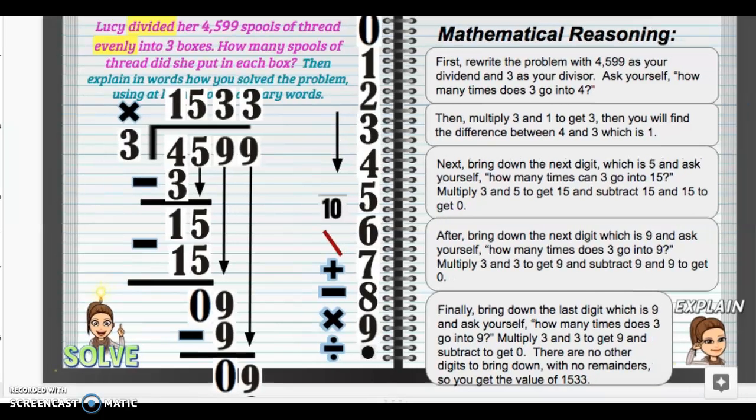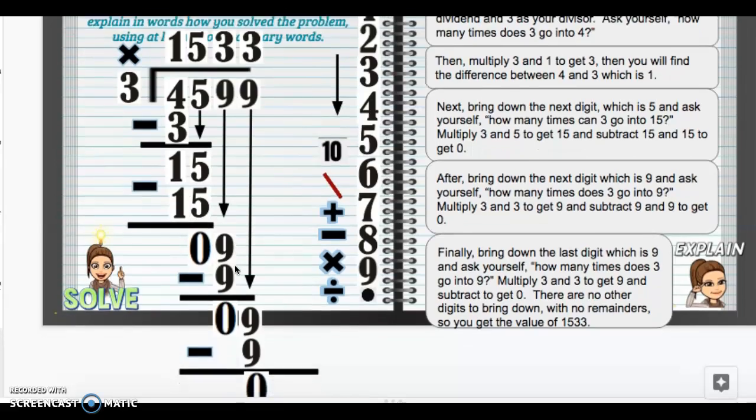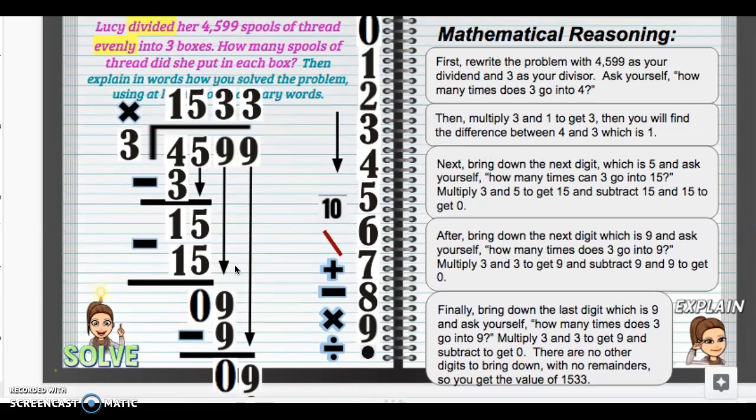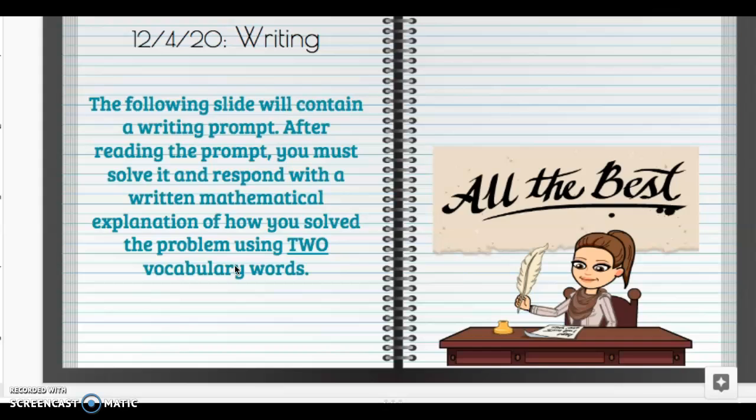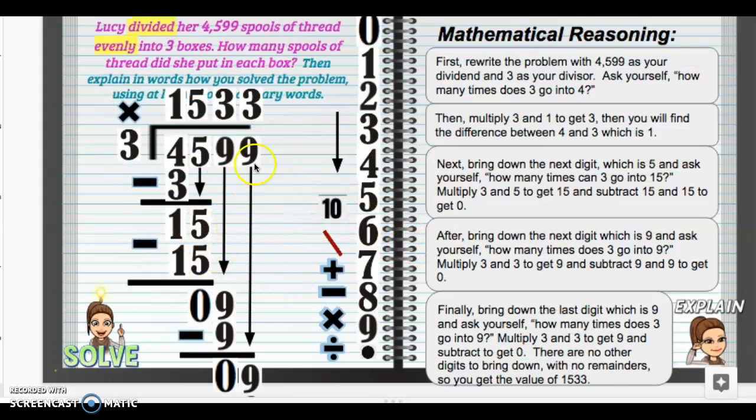Now remember, when you are dividing, if you go off your page like I did, that's fine. I still can see it on my end, okay? So that is writing for this week.